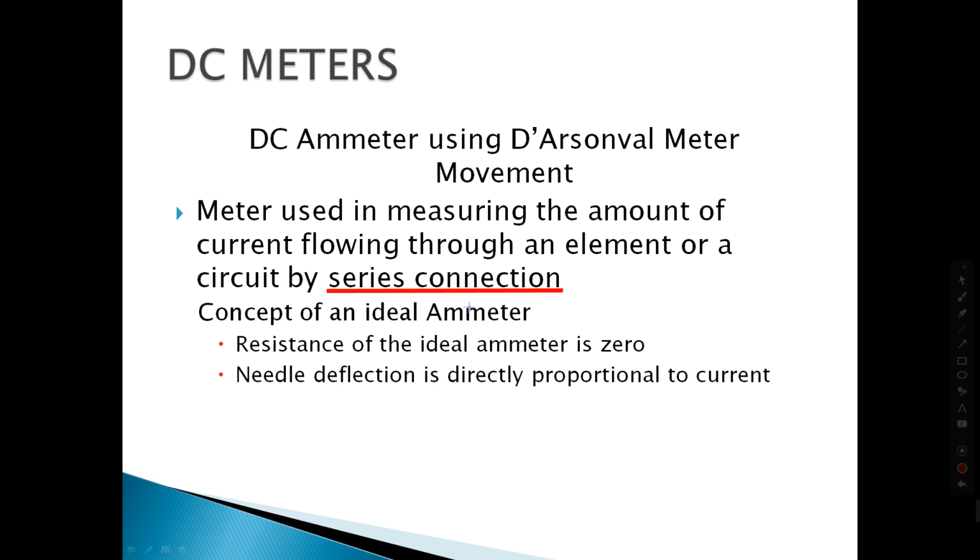So what is the concept of an ideal ammeter? Always remember, an ideal ammeter has a meter resistance of ideally 0, of course. But in reality, it has a very small resistance. So needle deflection is directly proportional to current. Take note of that. The deflection is directly proportional to current.